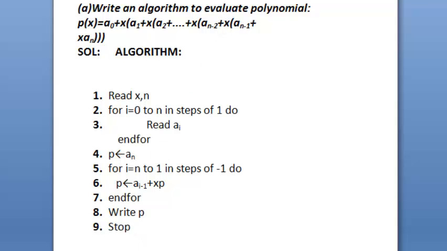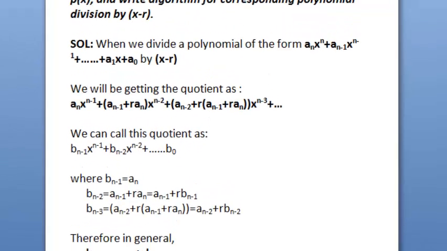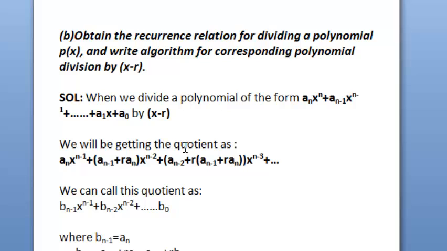Now the second part of the question is, obtain the recurrence relation for dividing a polynomial p(x) and write an algorithm for the corresponding polynomial division by x minus r.